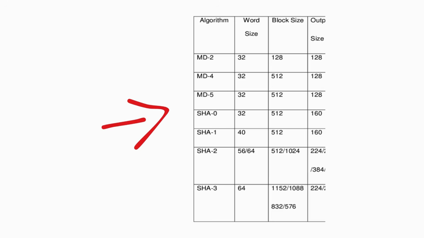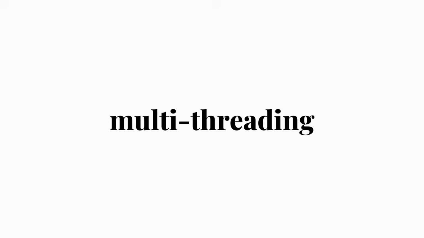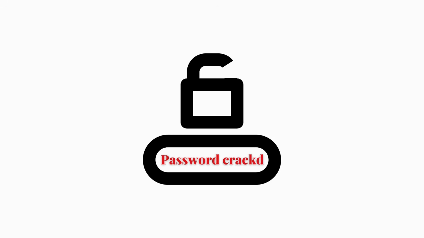Hashcat, a high-performance password cracking tool capable of recovering passwords from various hash algorithms. It supports multi-threading and GPU acceleration to speed up the cracking process. Hashcat is a go-to tool for testing password security.